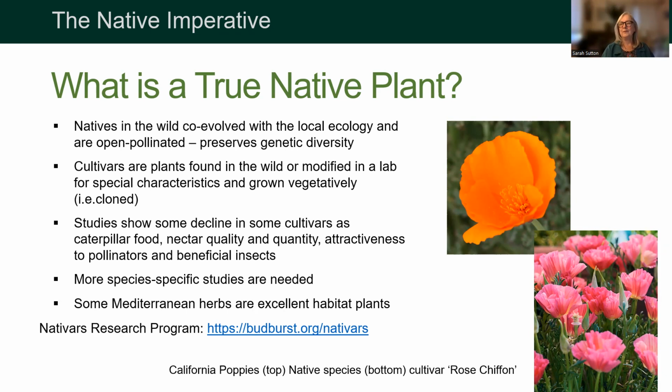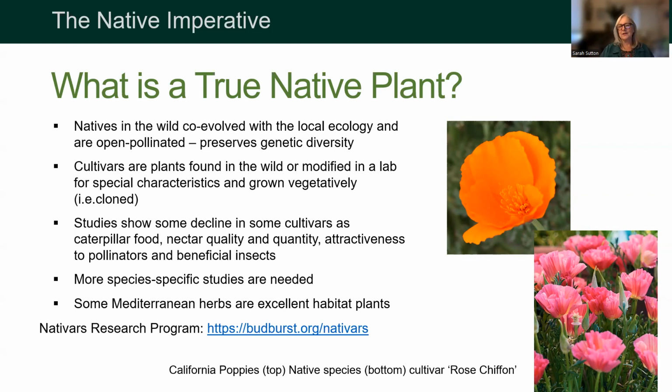Cultivars often are plants that are found in the wild, like coffeeberry San Bruno Mountain, or Point Reyes baccharis. That's where they found them. Or Point Mugu monkey flower was found at Point Mugu. So those are true natives. But to manage the traits, many of them are grown vegetatively, which is they're cloning them. So it's the same plant, but it is more of a native than one like the rose chiffon poppy that's been cultivated in a lab, which probably has more genetic diversity than those pink poppies do.